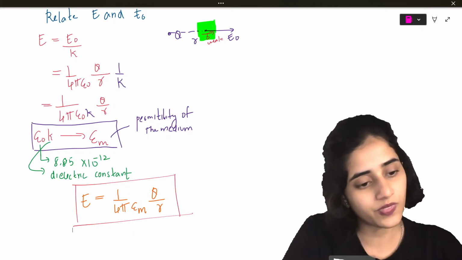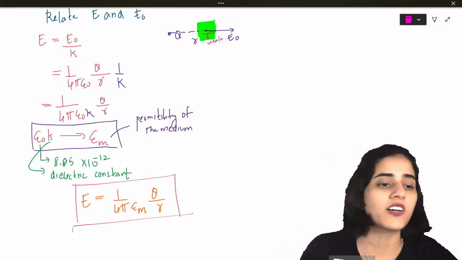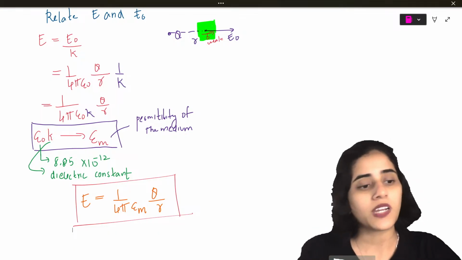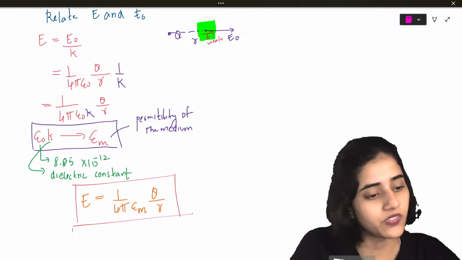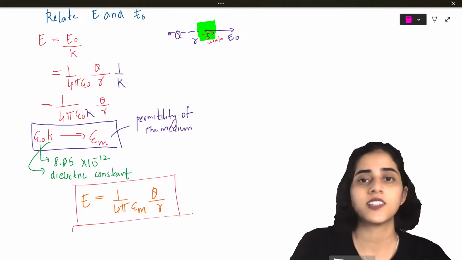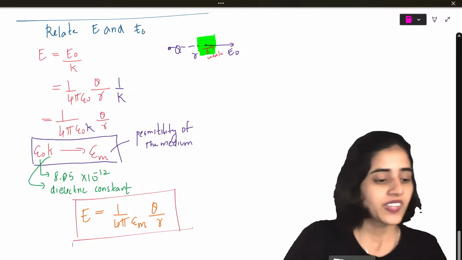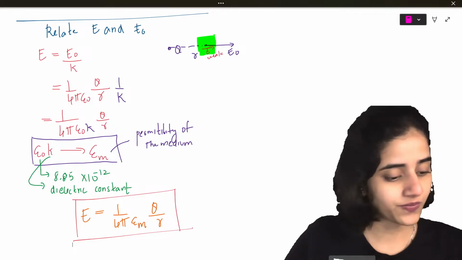Epsilon naught is a universal constant. It's always a constant, 8.85 into 10 raised to minus 12. It's never going to change. Is that clear, Praveen? I hope that's clear. I've explained epsilon. So this is the relationship between epsilon, E and E naught.